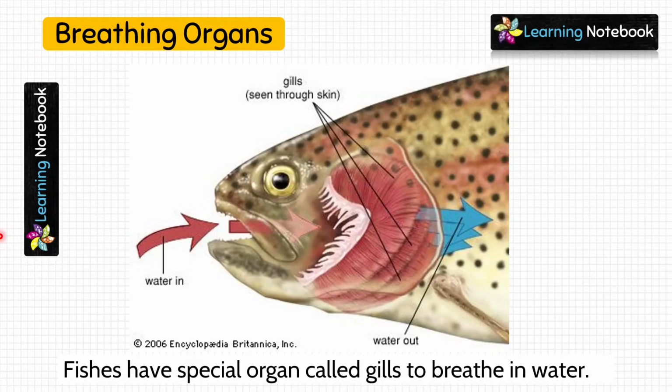Students, as I just told you, fishes have special organ called gills to breathe in water. Look at this picture. Here, water goes in and from here, water comes out through gills. And from this water, oxygen is absorbed to breathe. So that's how fishes adapt to live in water.